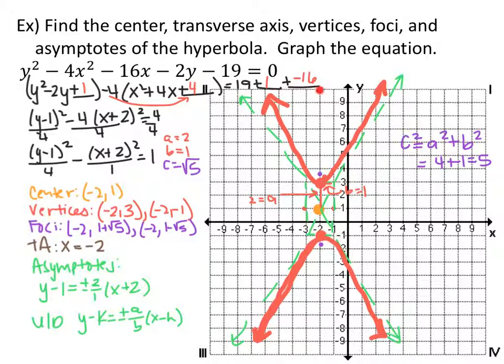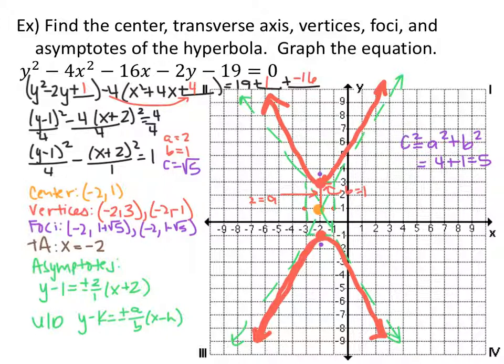So I noticed that my transverse axis is going to be the line that holds my vertices and my center. So in this case, it's the line x equals negative 2. Notice my x-coordinate of my center, my vertices, and my foci never change. And that's the exact same thing as my transverse axis.